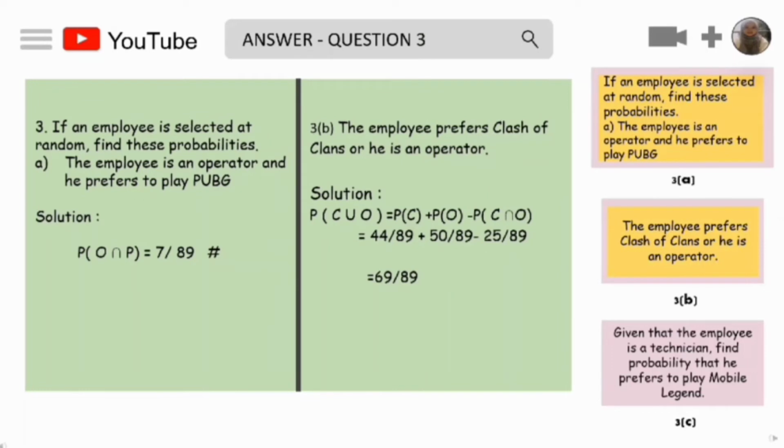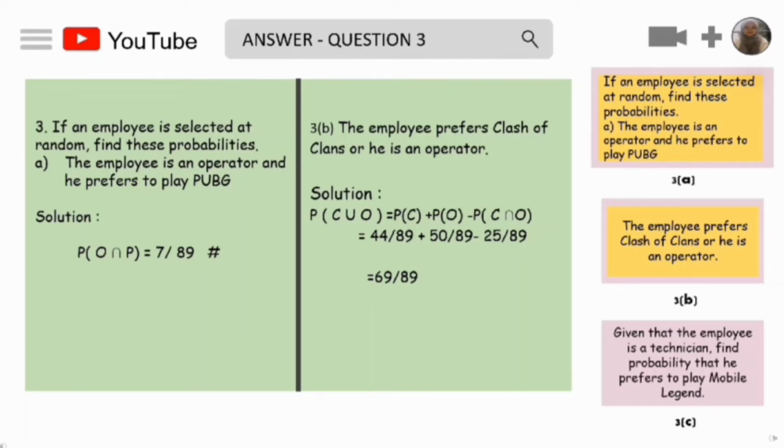For question 3A, the question asks, what is the probability that the employee is an operator and he prefers to play PUBG? And the solution is the probability of operator intersect with PUBG, the answer will be 7/89.